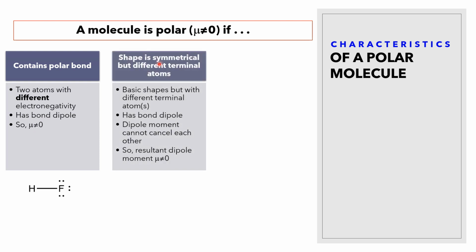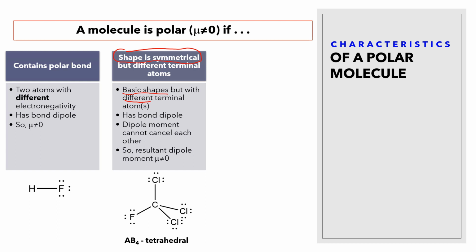The second one is when we have symmetrical shape but different terminal atoms. So what is symmetrical shape? Symmetrical shape ini merujuk kepada basic shapes AB2, AB3, AB4, AB5, AB6. Tetapi with different terminal atoms. So kalau ada different terminal atoms, walaupun it is basic shapes, maka they will be classified as polar molecule.